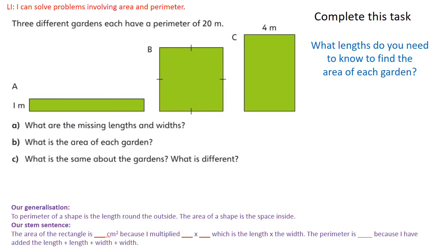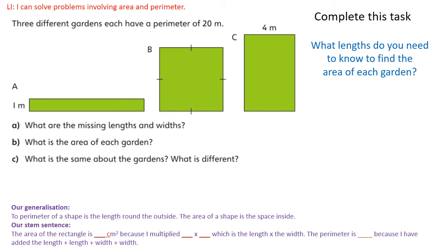Let's have a look at this question. So we have 3 different gardens each have a perimeter of 20 meters. So the perimeter in each garden is the same. We need to find out the missing lengths and widths for each of those rectangles and then find out the area for each garden. Let's look at A first of all.